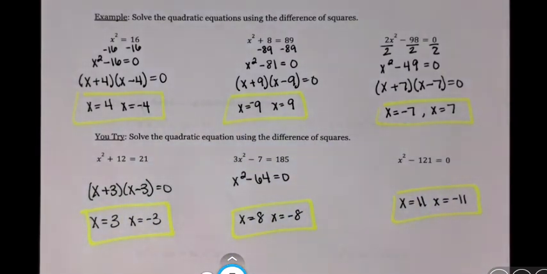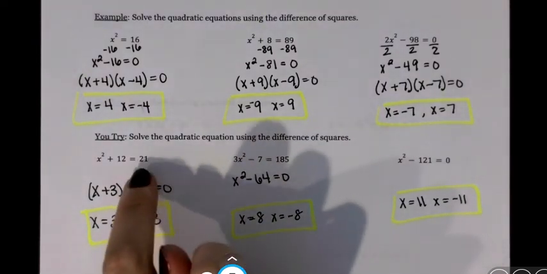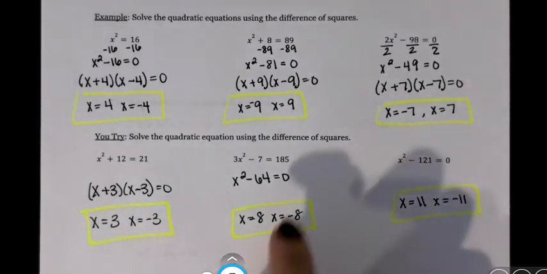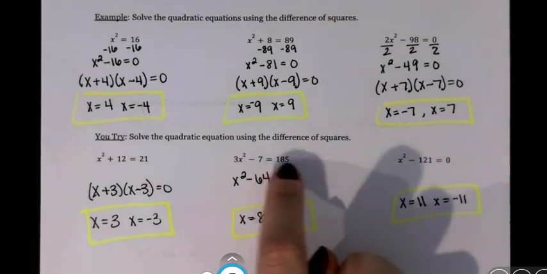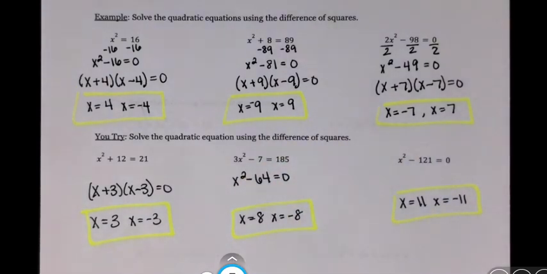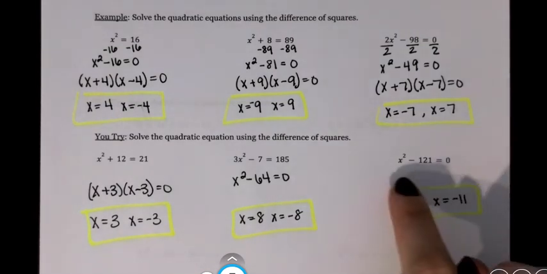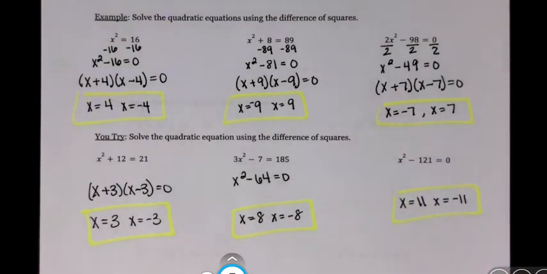All right, so I have my roots. I did purposely skip a few steps here. I had to subtract 21 on both sides, and I got negative 9, so I knew it was positive 3 and negative 3. For this one, I had to subtract 185 from both sides and then divide by 3, so I get this, and then I know 64 is the perfect square of 8, so I get positive 8 and negative 8. And then this one is already perfect. I get 11 and negative 11.